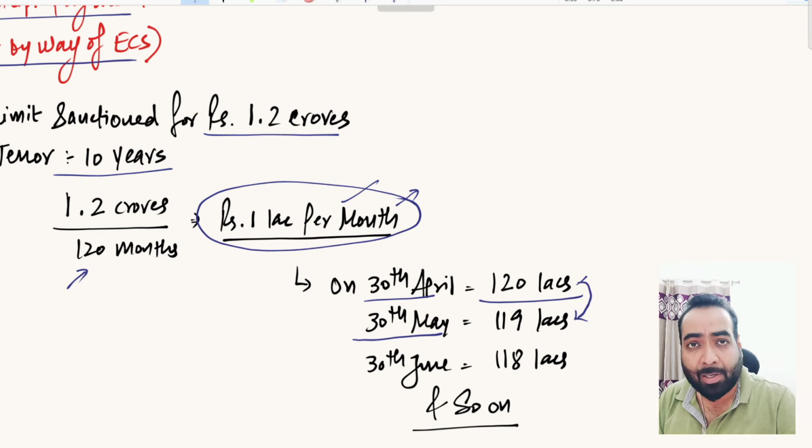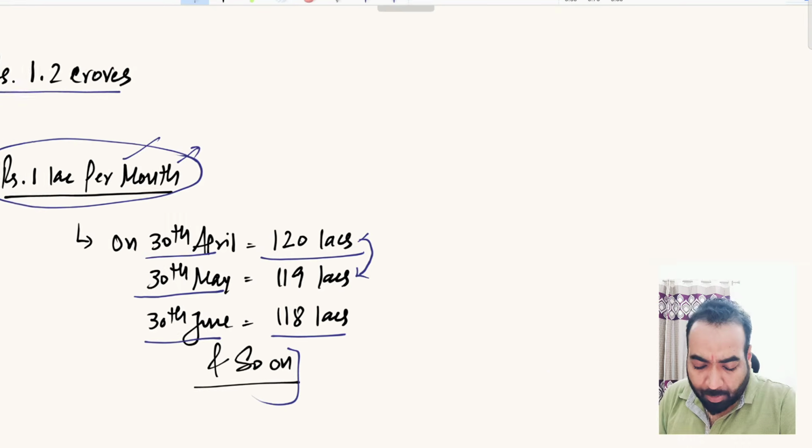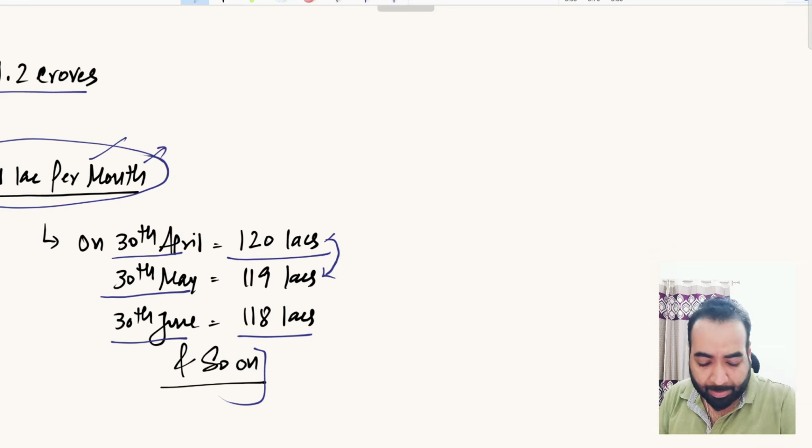So it will reduce to 119 lakh rupees, and you cannot now withdraw more than 119 lakh rupees from your limit account. Similarly, on 30th June, it will get dropped to 118 lakh rupees, and so on till the end of the tenure. Now, this is where the entrepreneurs make the mistake.